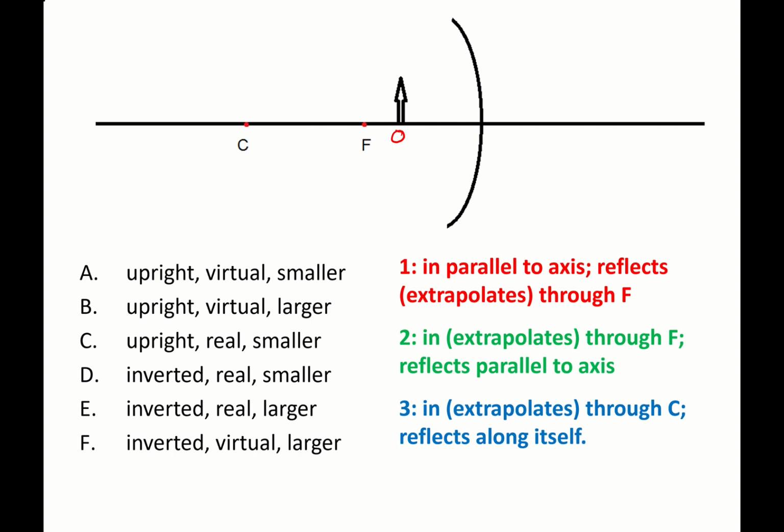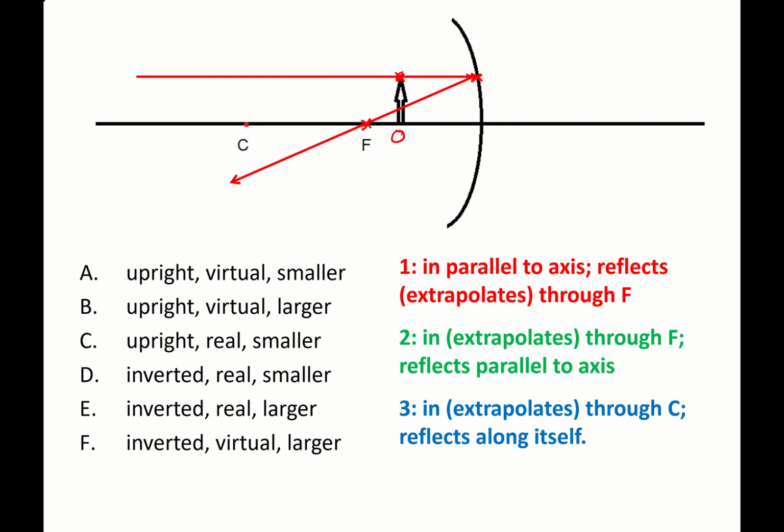So it comes in parallel to the axis. So we draw a line parallel to that principal axis, and it's going to pass through the tip of the arrow, and it's going to continue until it hits the mirror, and then it's going to turn around. It's going to reflect through the focal point. So we're going to put our straight edge from the point where that ray hit the mirror and F, and make a line that goes straight down through there.